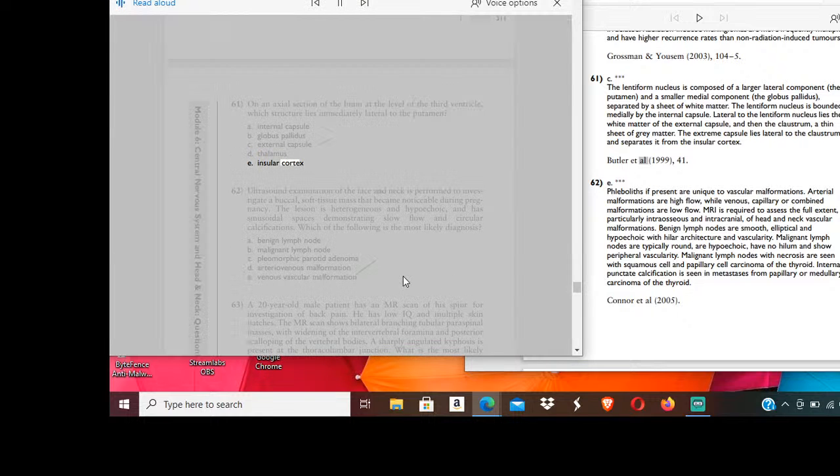Question 62. Ultrasound examination of the face and neck is performed to investigate a buccal soft tissue mass that became noticeable during pregnancy. The lesion is heterogeneous and hypoechoic, and has sinusoidal spaces demonstrating slow flow and circular calcifications. Which of the following is the most likely diagnosis? A. Benign lymph node. B. Malignant lymph node. C. Pleomorphic parotid adenoma. D. Arteriovenous malformation. E. Venous vascular malformation.